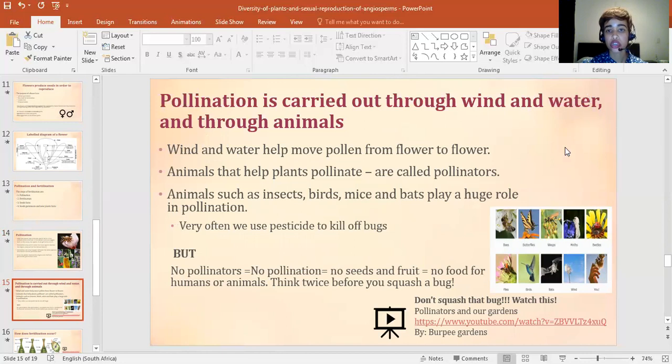Right, pollination can also be carried out through wind and water, where the wind will just blow the pollen in the air and it will then land on the stigma of a female part. Water, same thing. The water will transport the pollen to a female part of a flower.